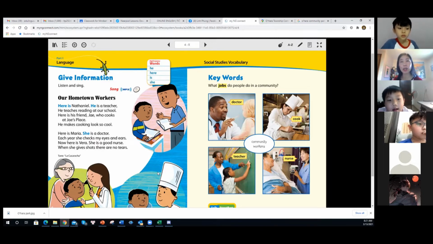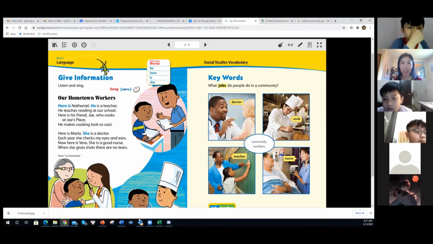Food. Yeah, he cooks food. That's good. Chef is the word used to describe someone who cooks at a restaurant, right? Chef, là đầu bếp. Chef, C-H-E-F, chef.